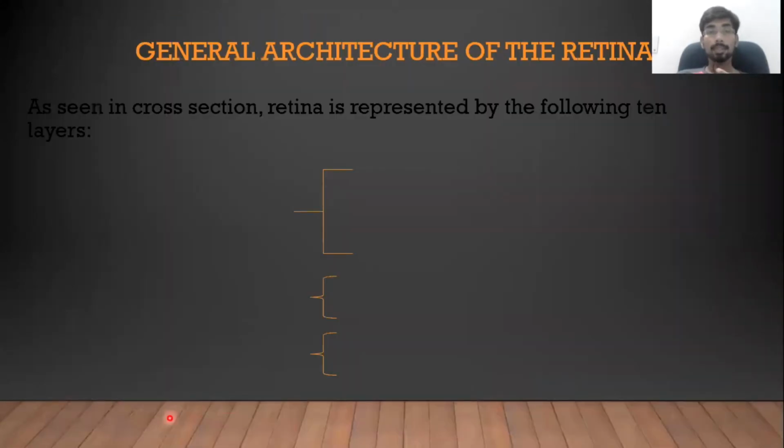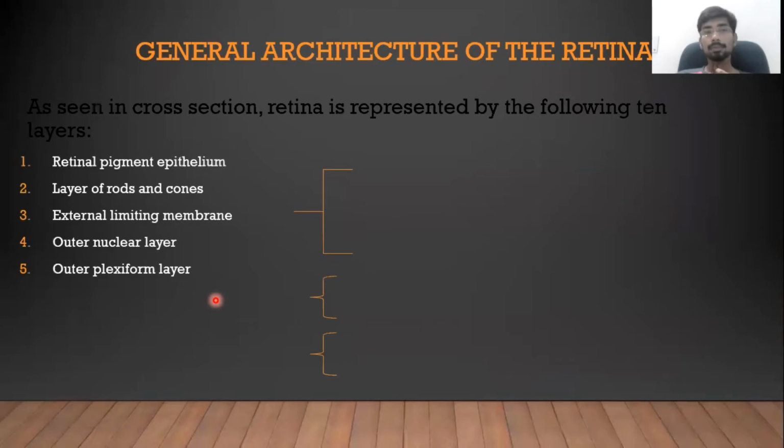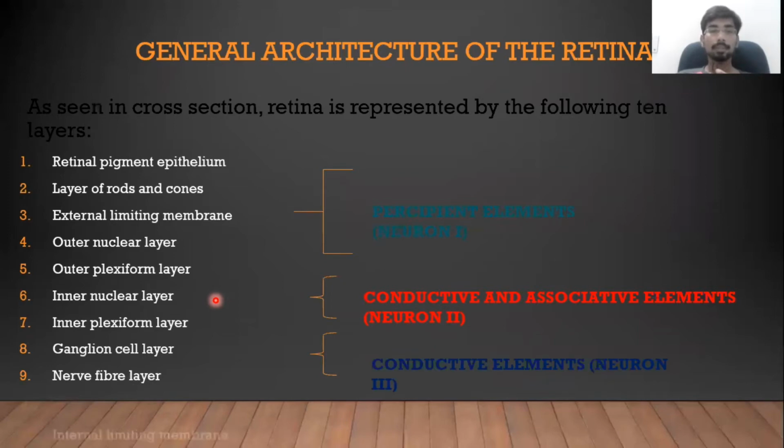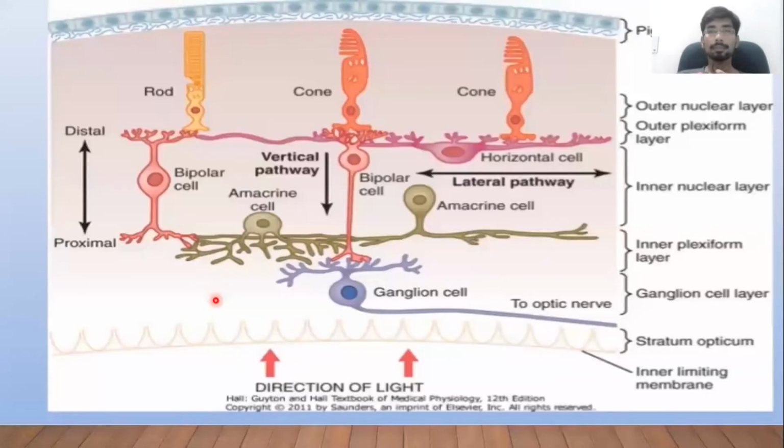So, general architecture of the retina. What are the 10 layers? Retinal pigment epithelium, layer of rods and cones, external limiting membrane, outer nuclear layer, outer plexiform layer, inner nuclear layer, inner plexiform layer, ganglion cell layer, nerve fiber layer, and internal limiting membrane.